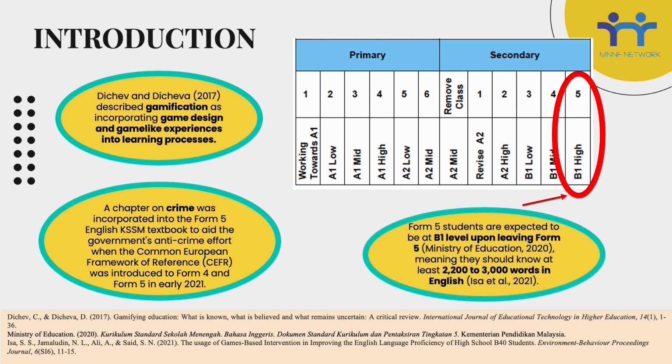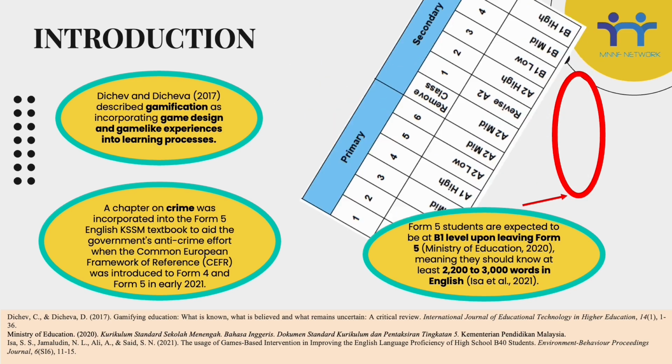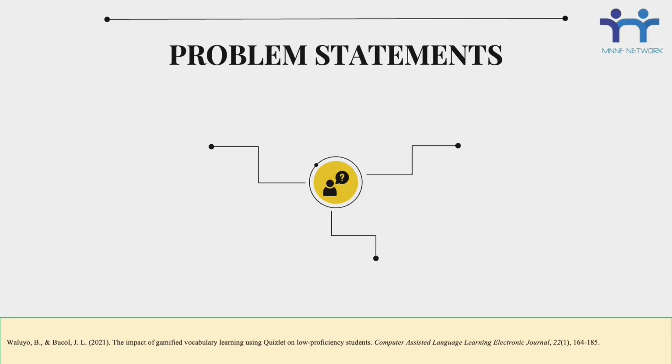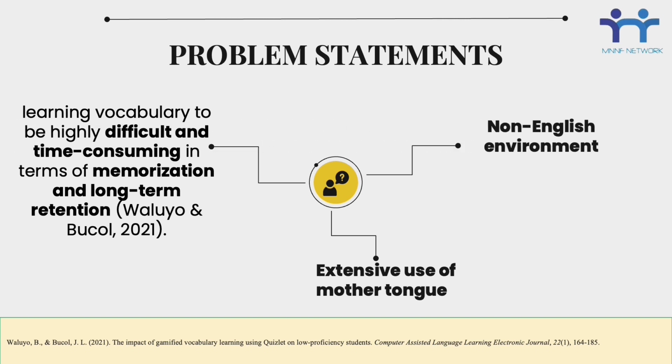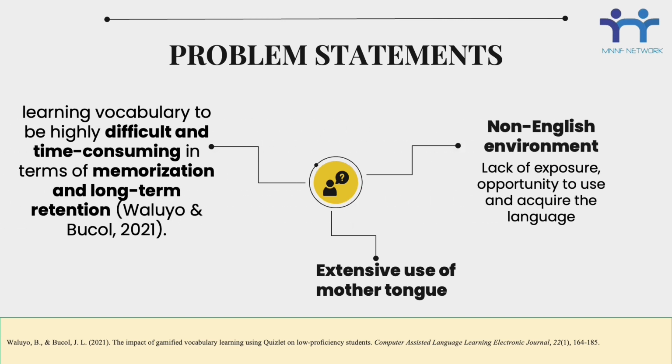Form 5 students are expected to be at B1 level upon leaving Form 5 and should know at least 2,200 to 3,000 words in English. Students in this study are interested in justice-related occupations, but they find vocabulary learning very difficult and time-consuming. Most of these students are Bajau and Suluk students.